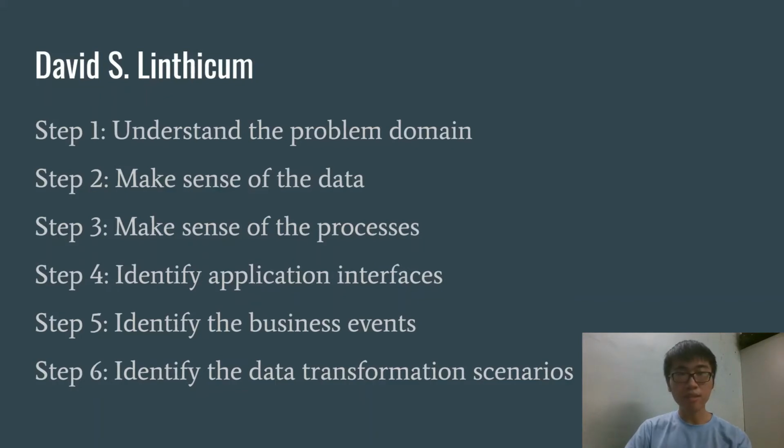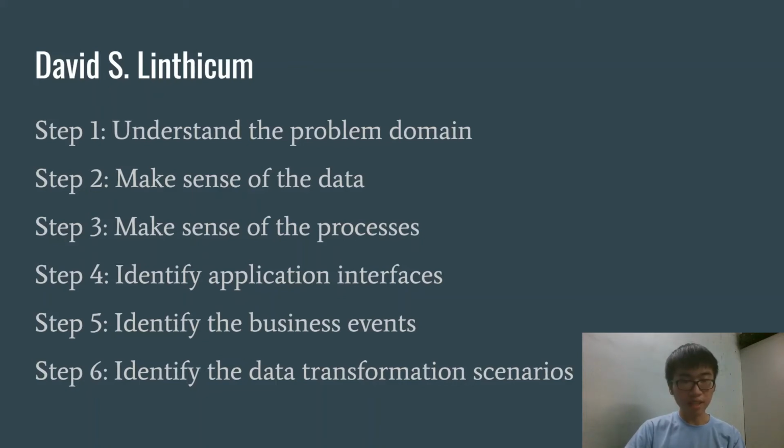The first step is to understand the problem domain, which means including things like requirement gatherings. And then step 2 is to make sense of the data, which includes things like schema information and data flow. And step 3 is make sense of the processes, the business model. And step 4, identify application interfaces between the applications or systems.